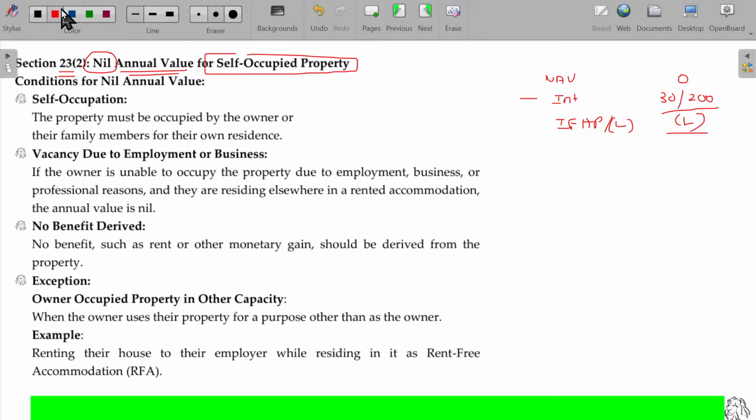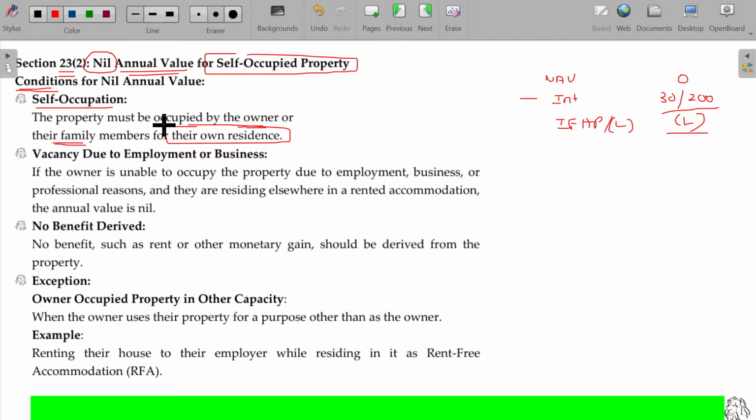To claim this, some conditions are there. What are the conditions? Number one is self-occupation. He should occupy the property for his own residential purpose, not for business purpose. The property must be occupied by the owner or his family for their own residence, not for commercial purpose. Condition number one, it's very simple.